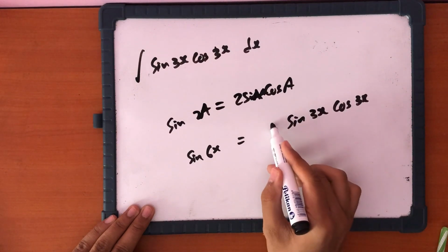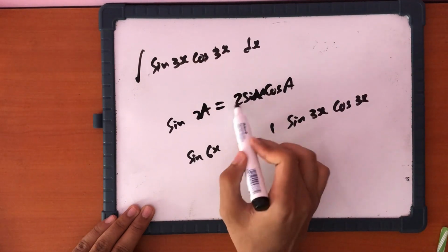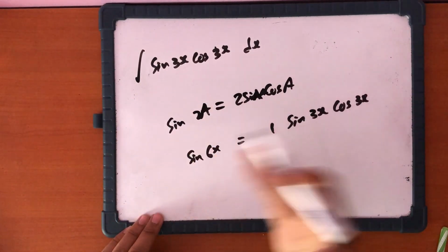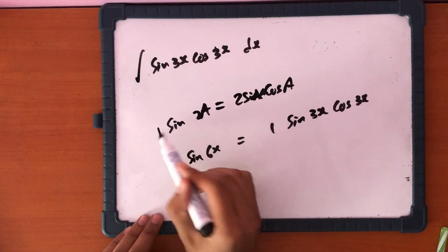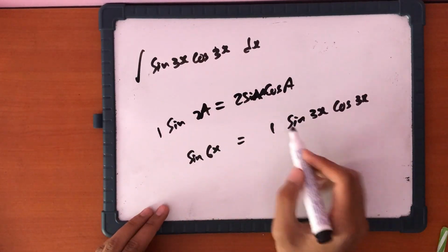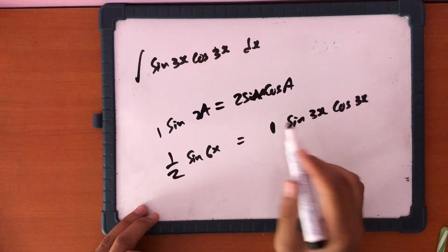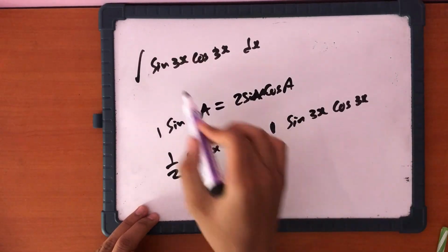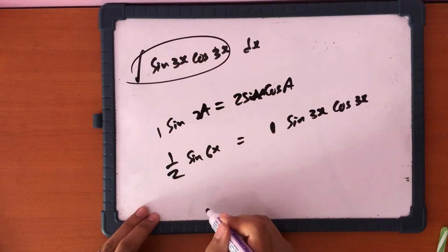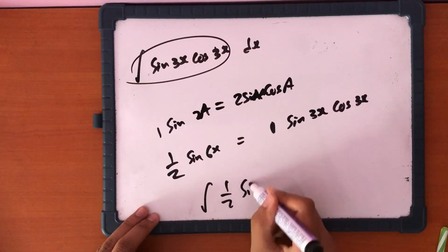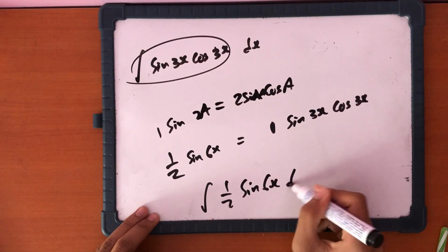And then here it's 1. This term, the coefficient of the right hand side is 2 times the coefficient of the left hand side, which is 1. So if in this case it's 1 here, then here it should be half. So in conclusion, this whole thing is just the integral of half sine of 6x dx.